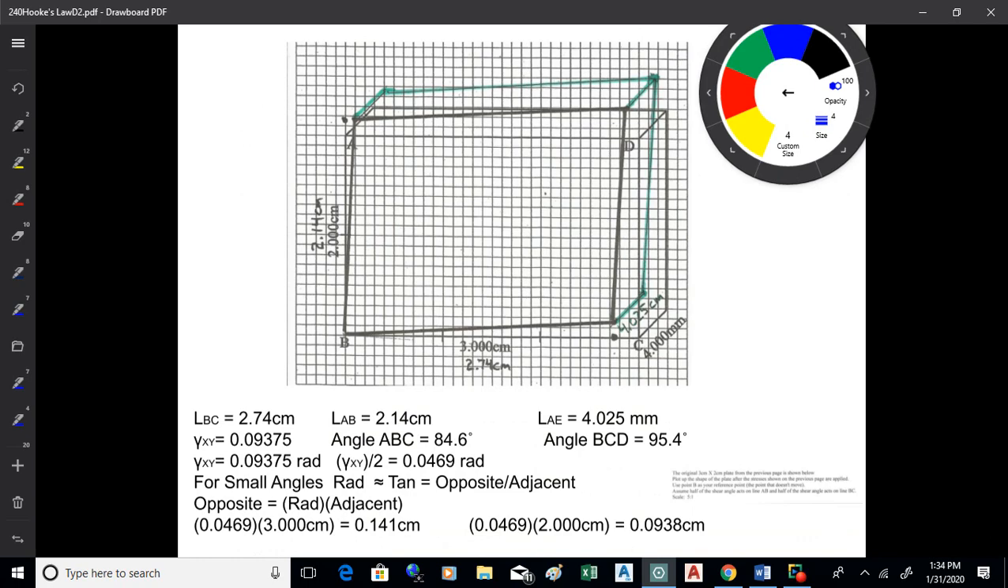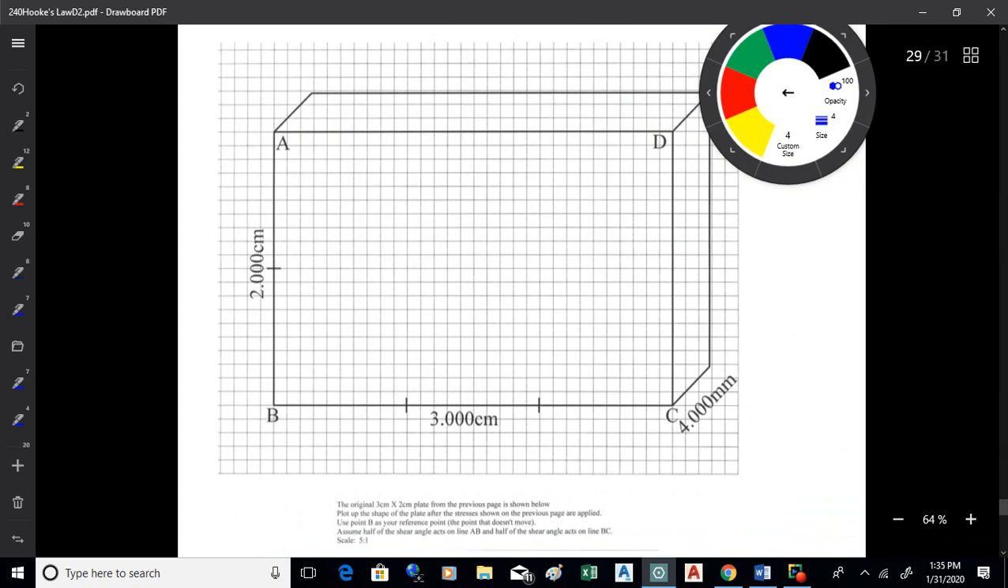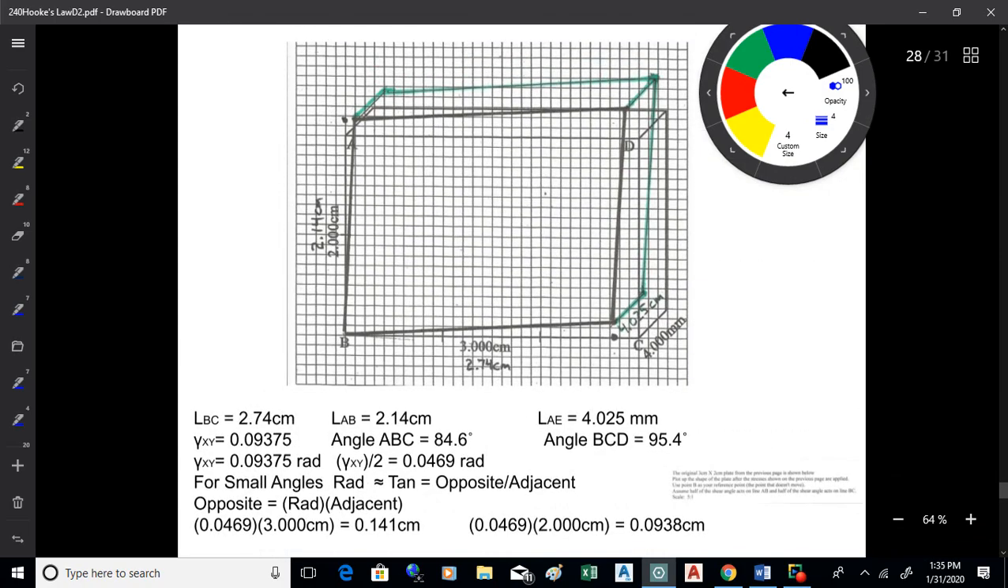All right. So we good with that? All right. Okay. Now, that's a little bit there on what's called Hooke's law.